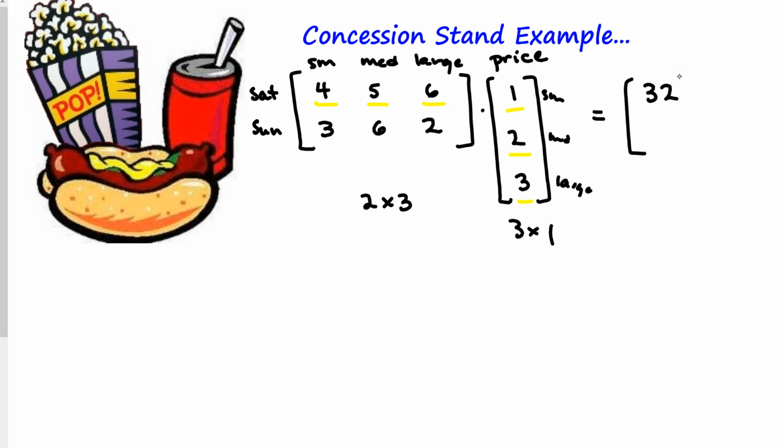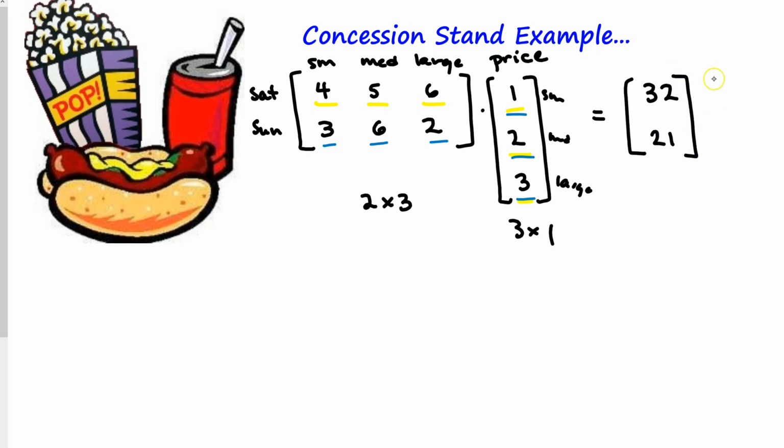$32 made on Saturday. We can do the same thing for Sunday. The number of small times the price of a small, plus the number of medium times the price of a medium, plus the number of large times the price of a large. 3 times 1 plus 6 times 2 plus 2 times 3. And that, I believe, is $21.